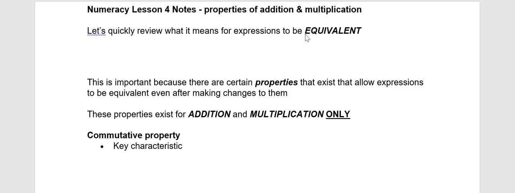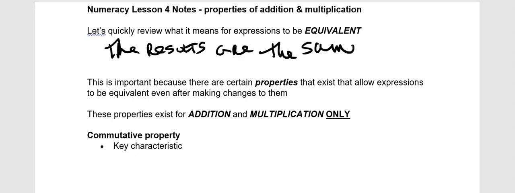But for an expression to be equivalent, it means that it's equal. It gives us the same result. So what does it mean for expressions to be equivalent? It means the results are the same. Well, the results are equal, however you want to say it, but that's what's really important. And you can see in the word equivalent, almost the word equal showing up in it.